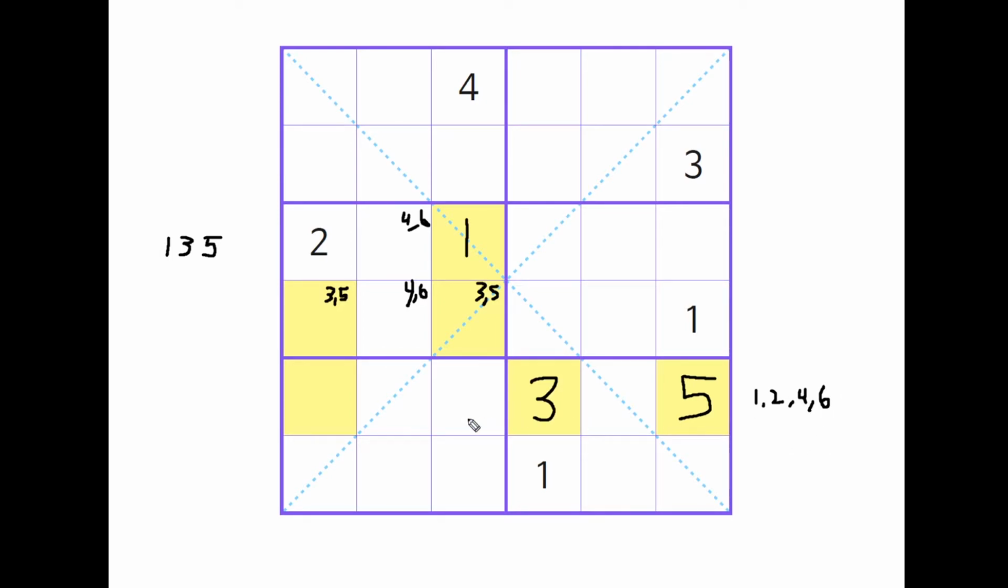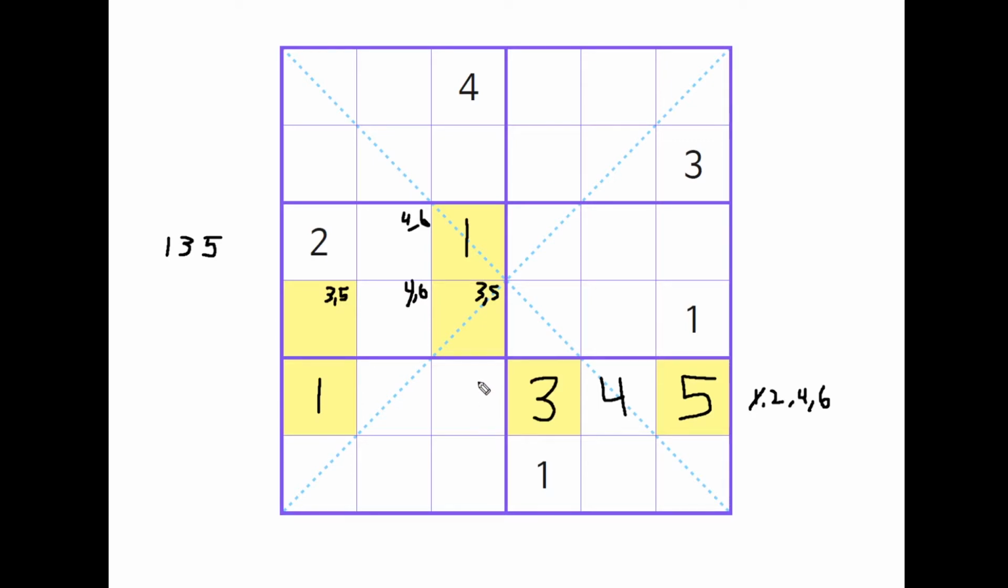Now we see that in this row, there's one last yellow cell, and this cell must contain an odd number. The only odd number that's left is number 1. So we fill this in with the number 1. Now, as with the numbers 2, 4, and 6, the remaining even numbers, let's see where we might be able to place these. In the 5th row, the number 4 can only go in this cell here.